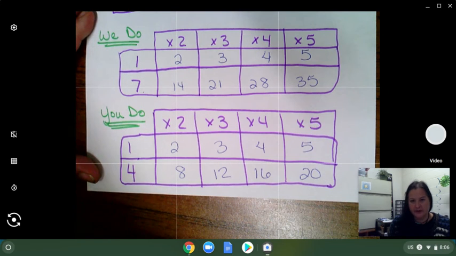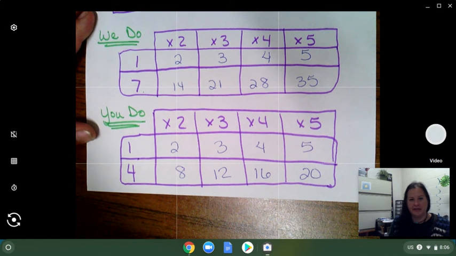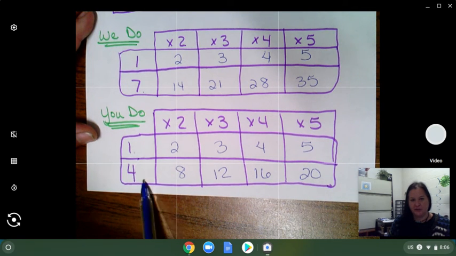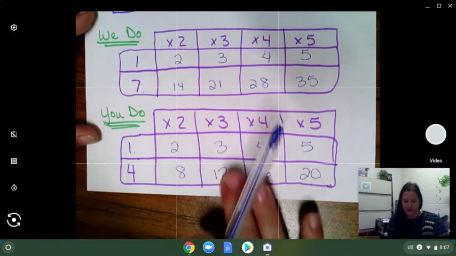Okay, take a peek and see if you have the same answer I have. Here, we're just doing the multiples of 1, and here we are doing multiples of 4, so it should be 4, 8, 12, 16, and 20. So this isn't too difficult today.